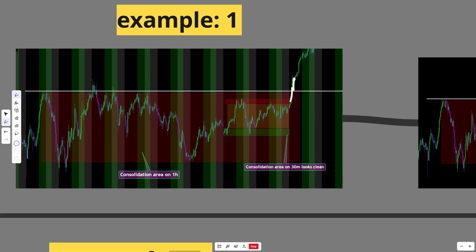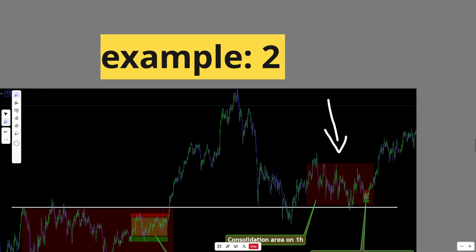Okay, so in this specific situation, any session matters when the breakout becomes valid. So for example, if we have a mini consolidating and London opens and it breaks the mini consolidating and the big consolidating, then this is valid to enter with the main trend. So we have also here example 2.